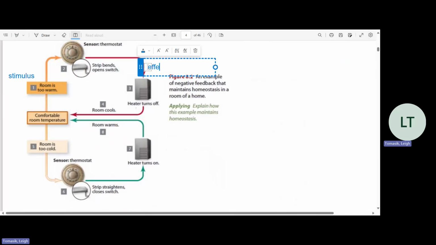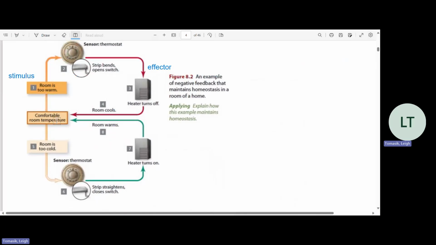So your heater is what's called your effector. It can cause change. It's your house's response to the stimulus. So after your heater turns off, obviously, your room will decrease in temperature. It will cool, and then it will go back to comfortable room temperature. So when it gets back there, right, that's an example of a negative feedback loop. Okay, we moved away from the proper temperature, but the system worked to bring us back.